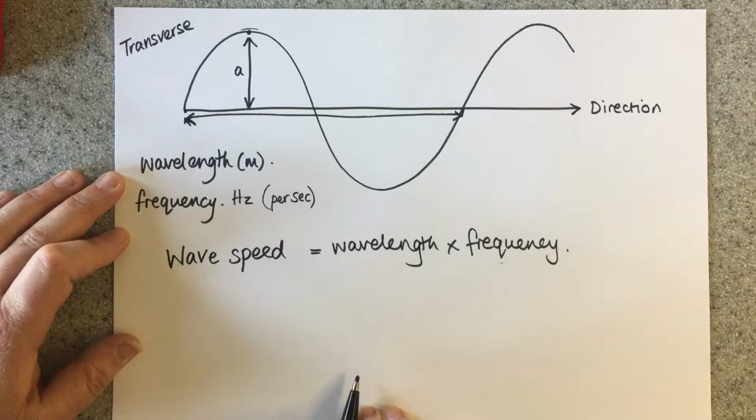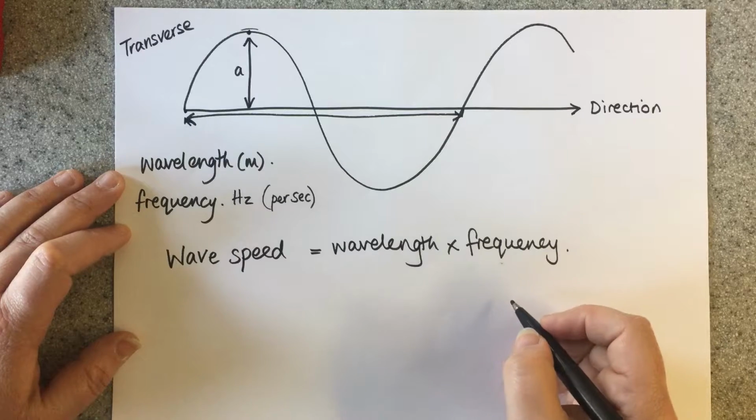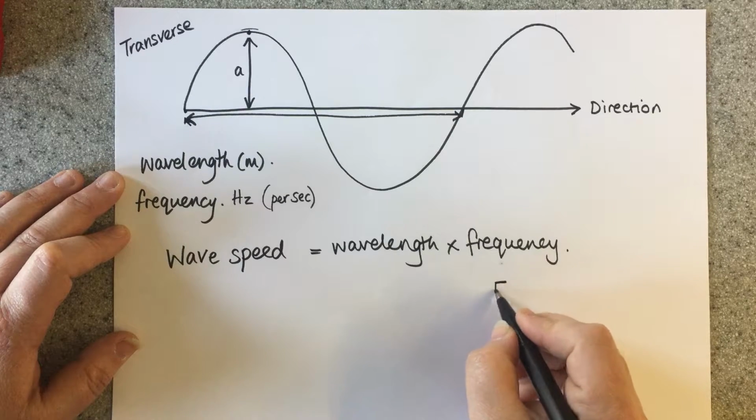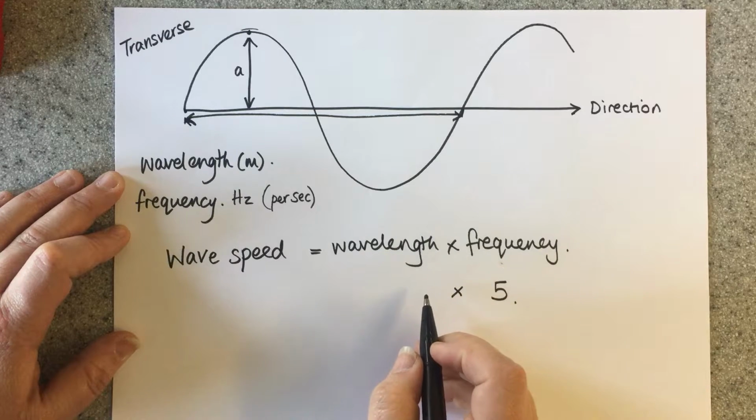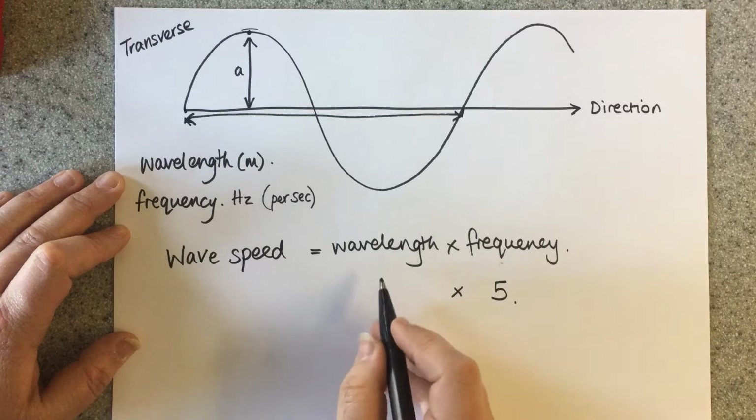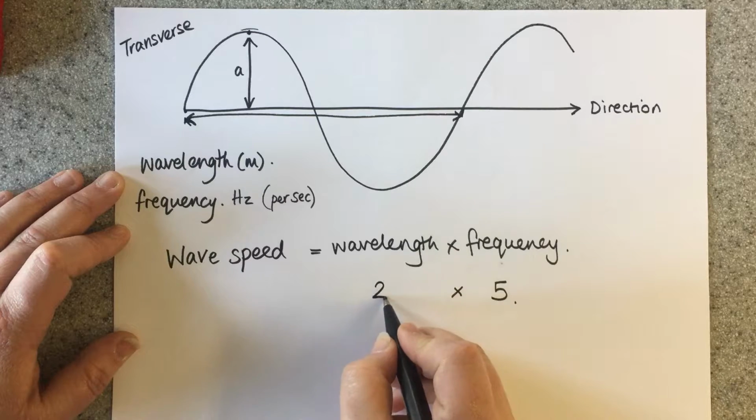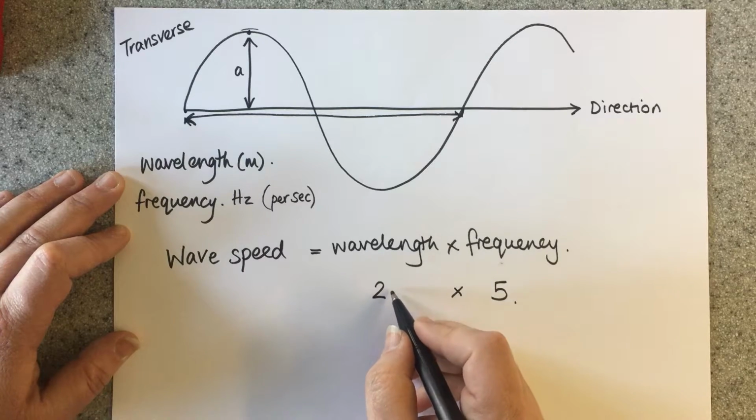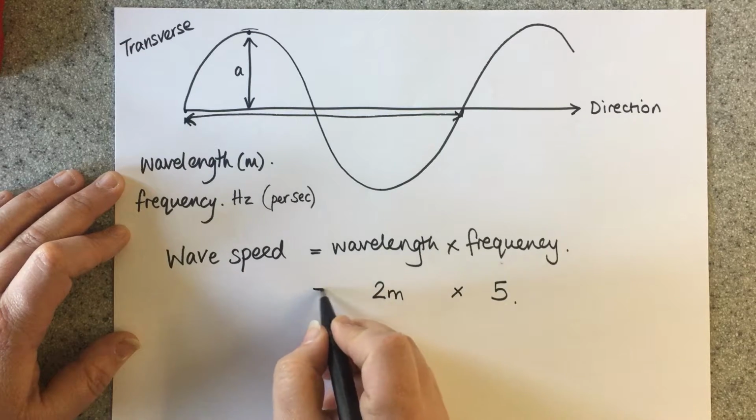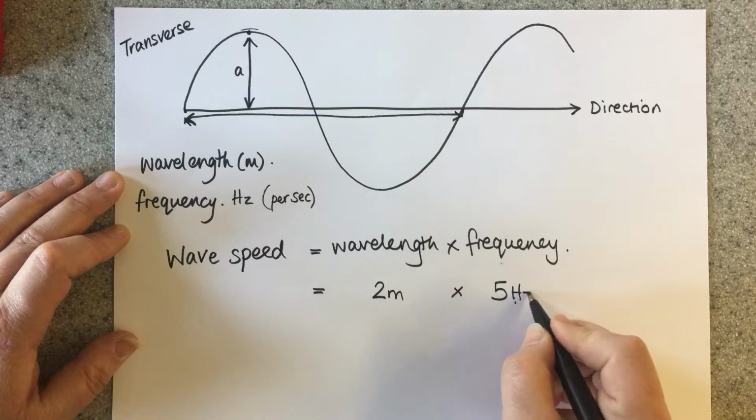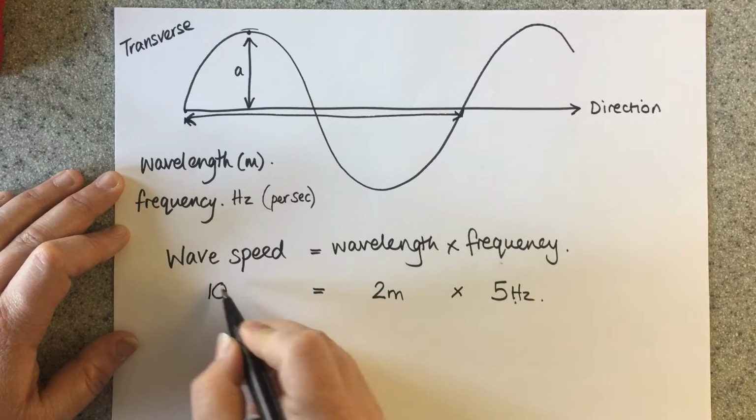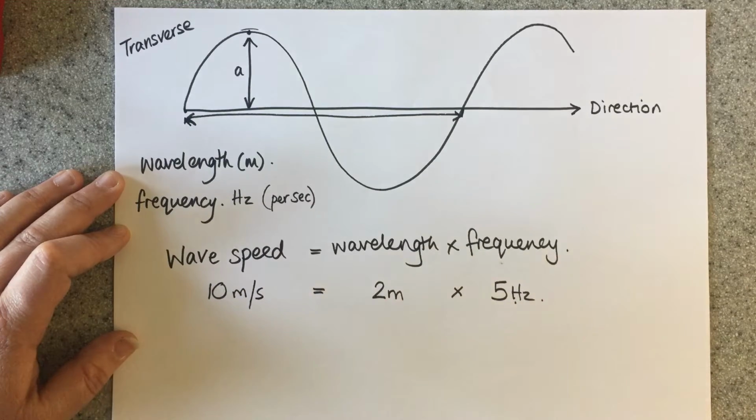So if you have water waves and you say that you are standing somewhere and 5 of them pass you every second, then your frequency would be 5. To be able to get the wave speed, you would need to know how long the waves are. So you would need to say, oh, hold on, they're 2, let's say, meters. That's quite long for a water wave, but never mind. 2 meters times 5 hertz, and you would get 10 meters per second.